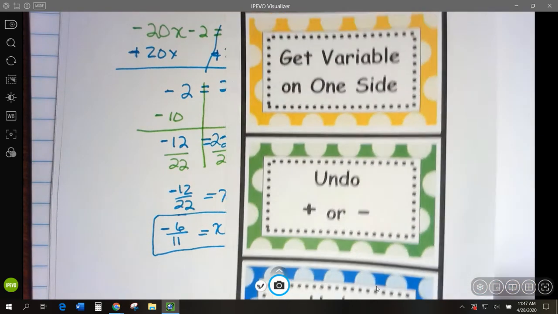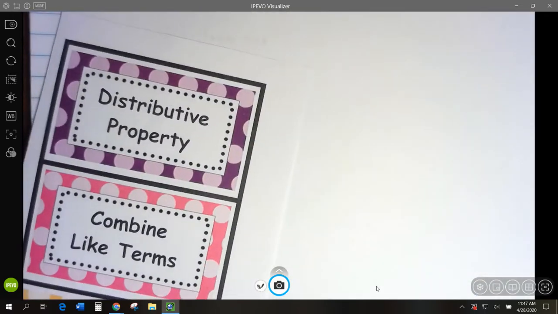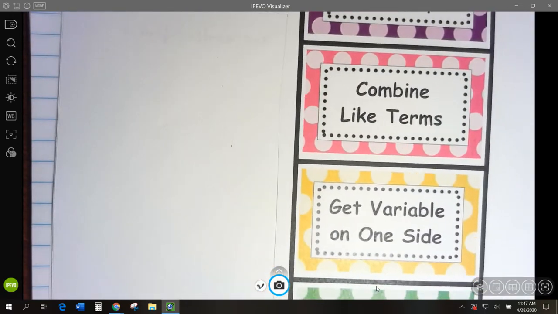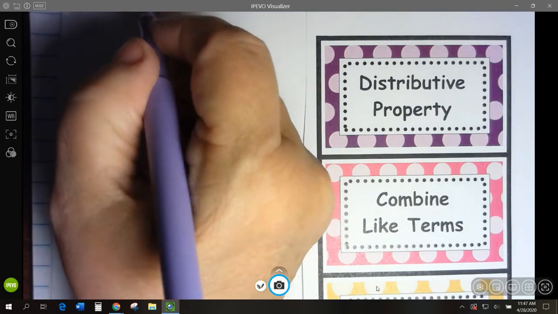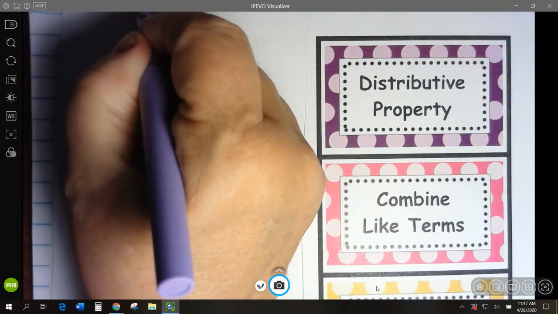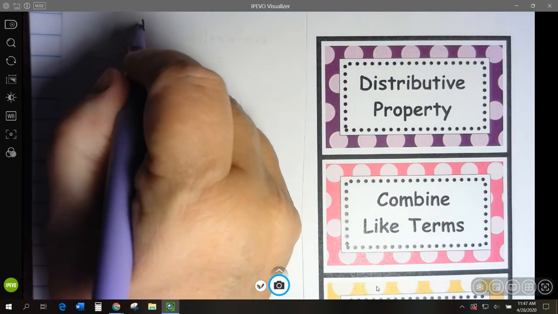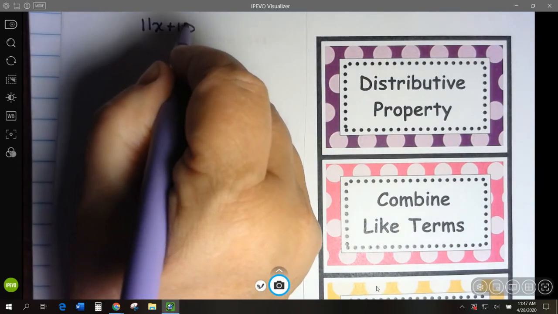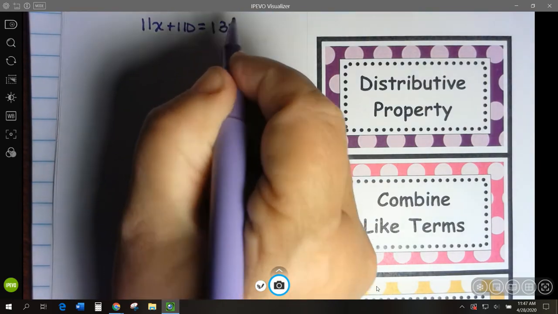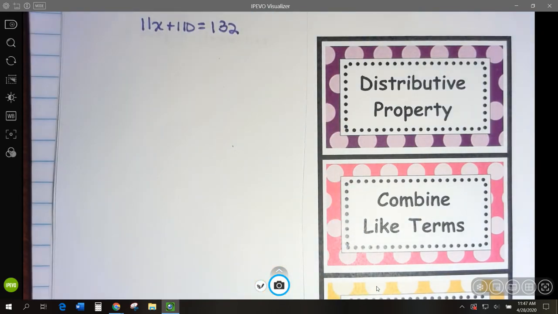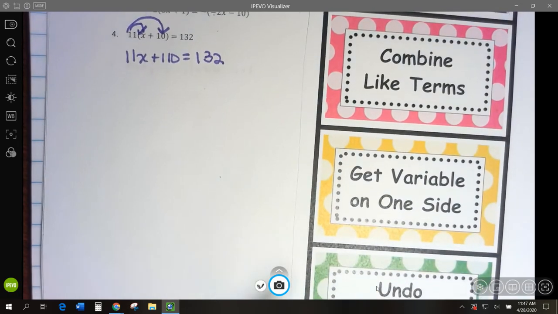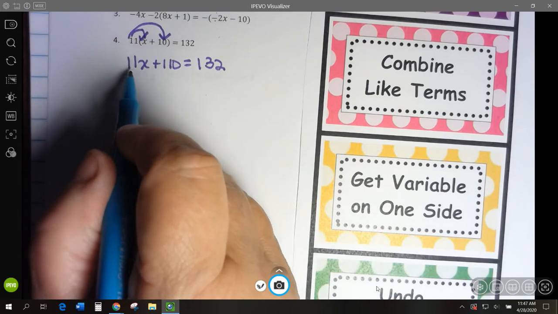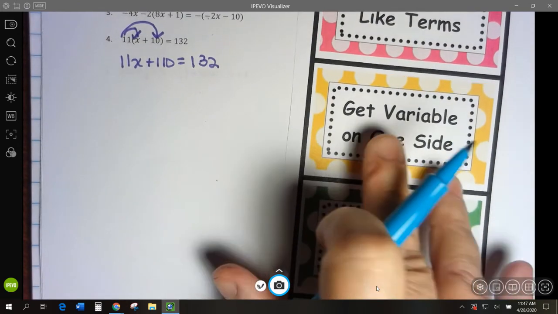Let's go on to problem number 4. Okay, distributive property. We have our distributive property here, 11 times x and 11 times 10. 11x plus 110 equals 132. Now, we don't have any like terms to combine. Variables on one side. So, we only have variables on one side.